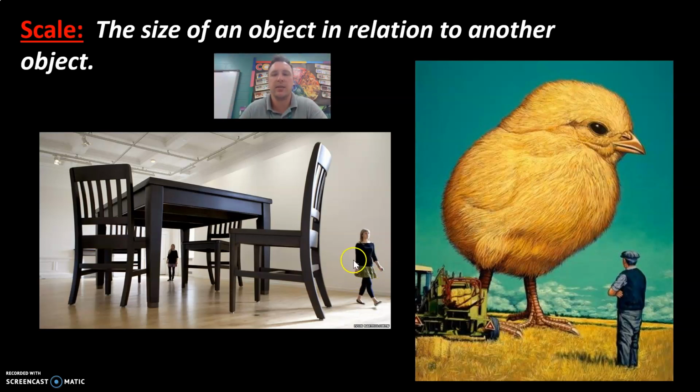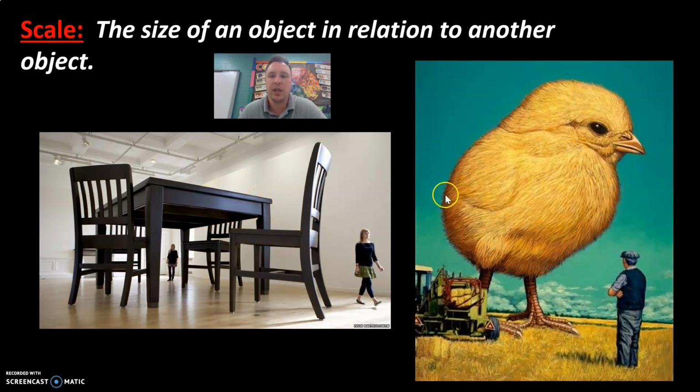The reason I like these images is because the chicken and the table and chairs are far too large, way out of scale compared to the way the world is. We don't actually have chickens this large. I would run for my life. And if we had chairs this tall, it would take us all day to sit up and have a meal.